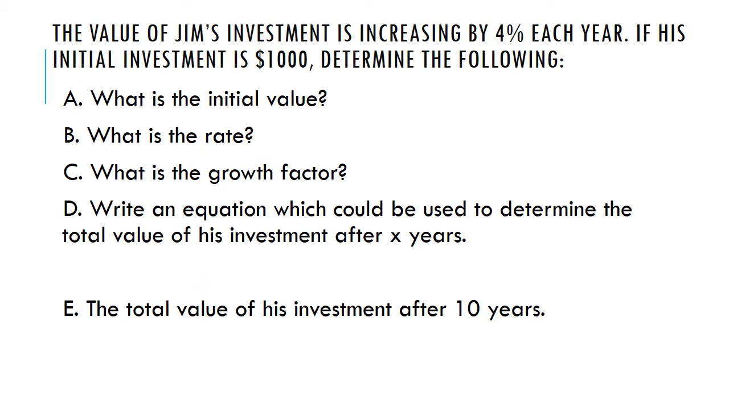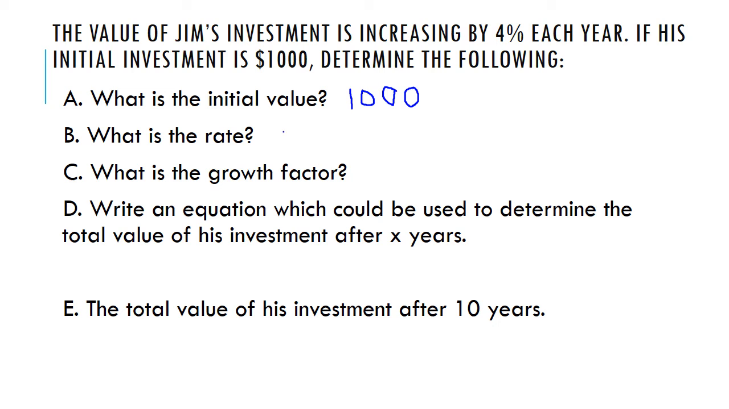Let's look at this example. The value of Jim's investment is increasing by 4% each year. If his initial investment is $1,000, determine the following. What is the initial value? The initial value in this example is $1,000. Now, what is the rate? Reading the problem, we have a 4% increase, which means we have a growth exponential function.